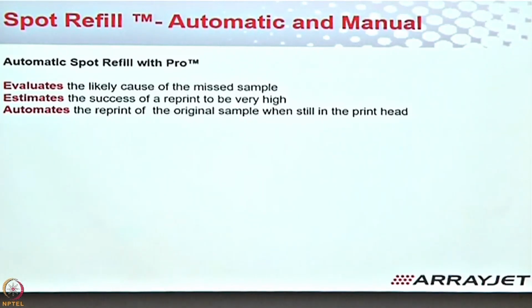So there are spot refill features. Spot refill means you can reprint that spot. Wherever there is a missing place, it will go and put your sample. So it evaluates the likely cause of the missing sample.